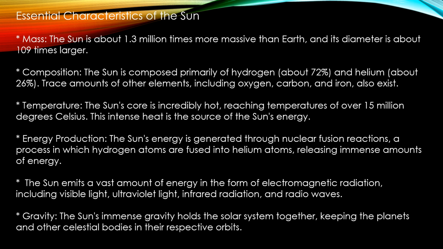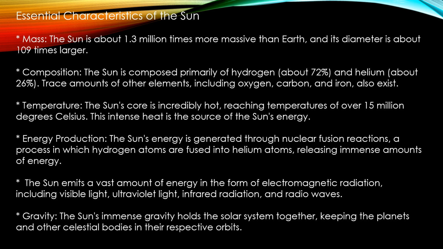Composition. The Sun is composed primarily of hydrogen, about 72%, and helium, about 26%. Trace amounts of other elements, including oxygen and carbon and iron, also exist. Temperature. The Sun's core is incredibly hot, reaching temperatures of over 15 million degrees Celsius, which is 27 million and 32 degrees Fahrenheit. The intense heat is the source of the Sun's energy.